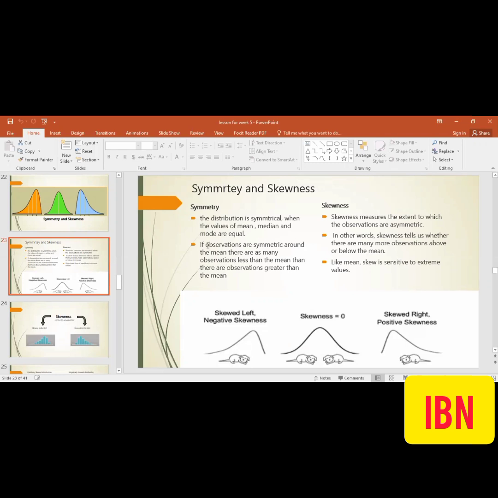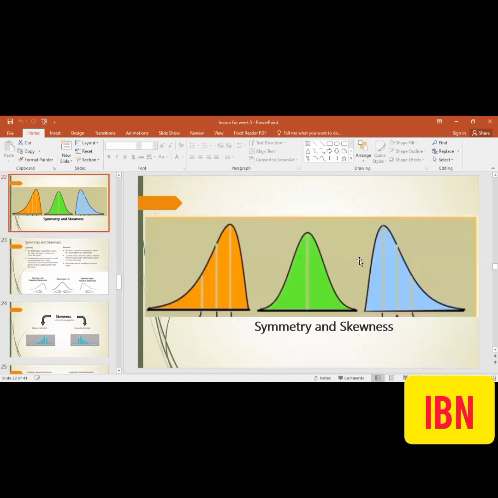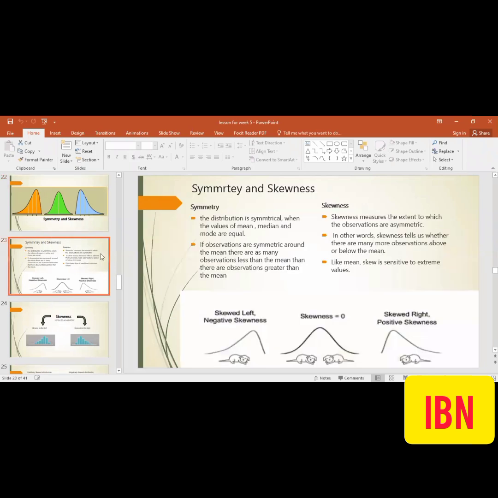The second point is, if observations are symmetric around the mean, there are as many observations less than the mean as there are observations greater than the mean, like equally distributed data. So this is the same definition as the median. That's why it's coincident over here. Why is the mode over here? Because this is the highest frequency on the same point. So the mode also exists over here. That's why the mean, median, and mode coincide over here. This is the very reason.